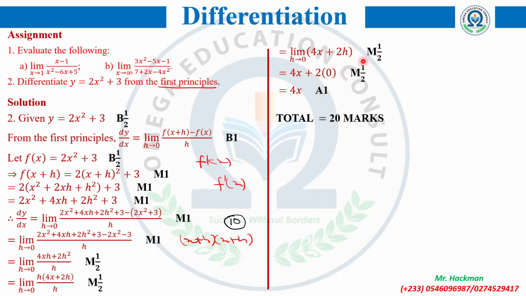Take note. So at this point, we know that this is just a polynomial. And for any polynomial that you are taking limit of, direct substitution is always allowed. So when you are doing your direct substitution, the limit must go at that step. So 4x plus, wherever you see h, it will now be 0 because h is approaching 0. So in effect, we are going to get what? 4x. So this will give you A1.